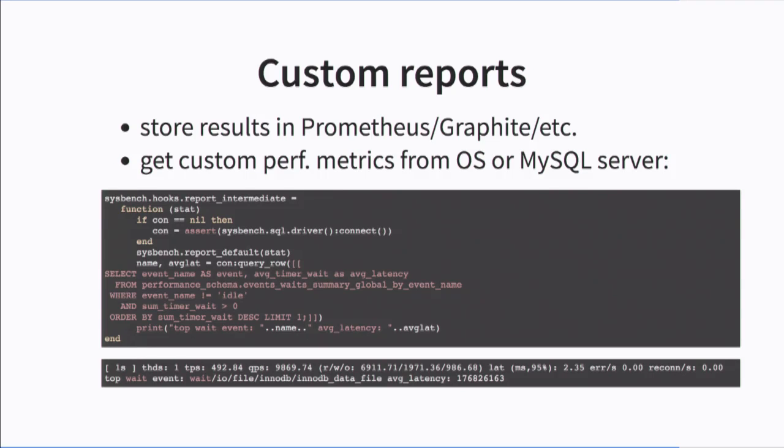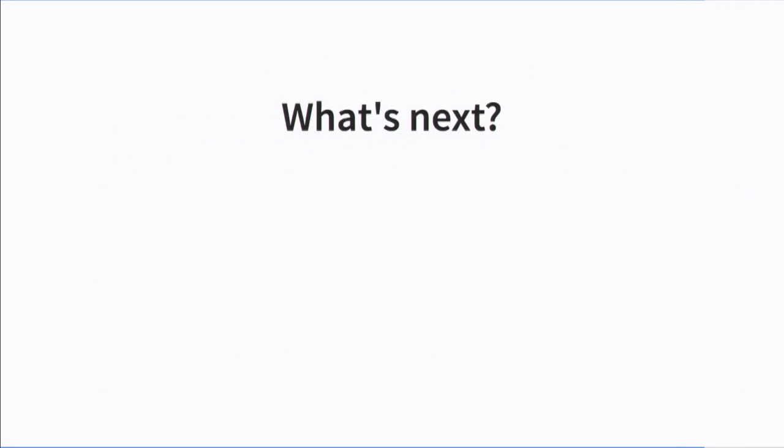Here's a little artificial example. I just needed something short and simple to fit on the slide. What it does is it queries performance schema from the server for the top wait events and for average latency for that event. And then those values are printed together with the main sysbench statistics. And that's it for user-visible changes in sysbench 1.0.